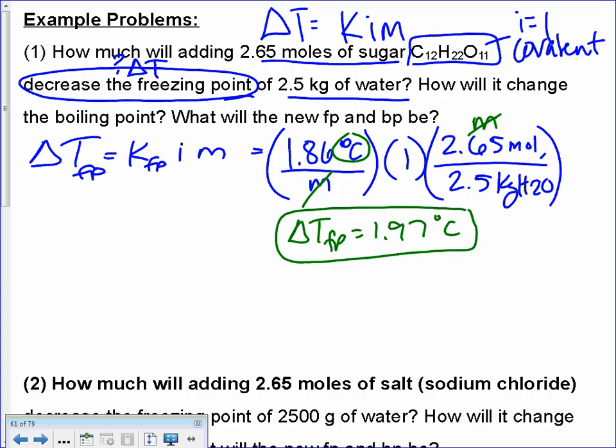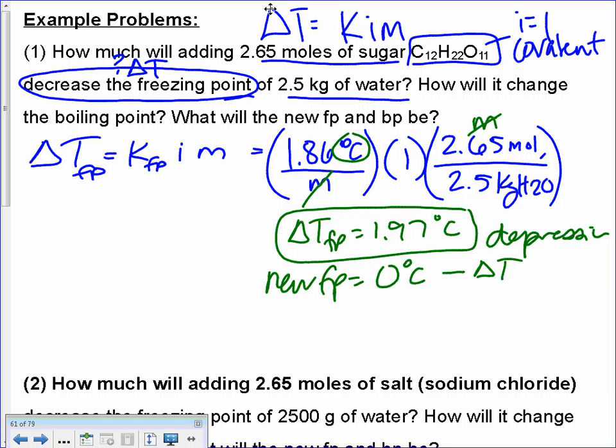Okay, if we're talking water, this means that water's freezing point is depressed, right, this is depression, by 1.97. So what's the new freezing point of water? Negative 1.97 because you subtract. So what we did was new freezing point is equal to old freezing point, which is 0, minus our delta T value, which we got here. That depresses it, so subtracting it depresses it. That's negative 1.97 degrees Celsius. Easy peasy? Yeah.